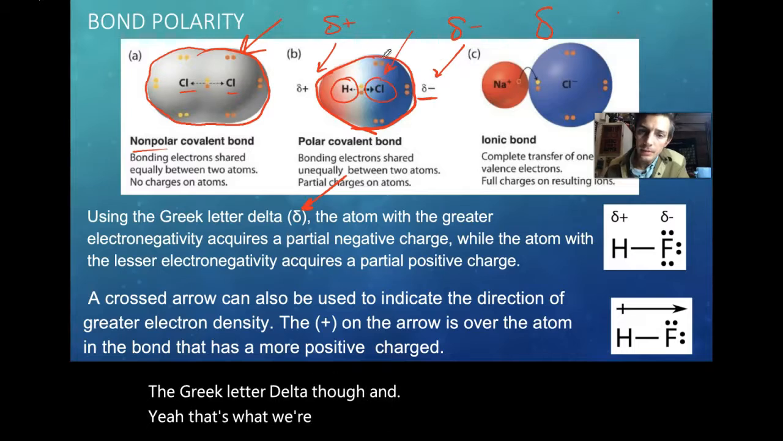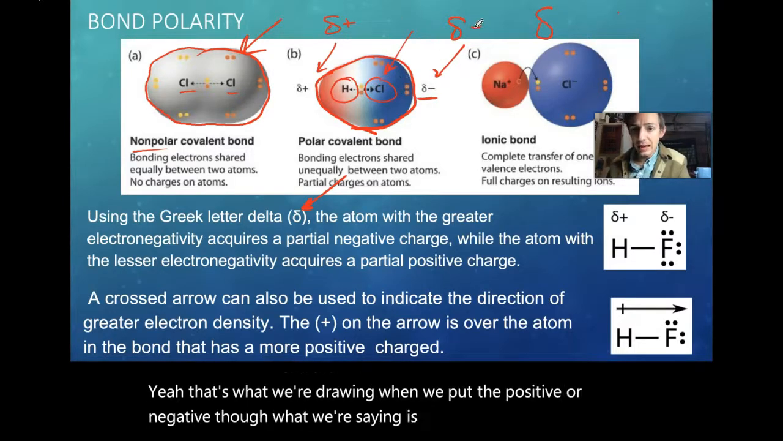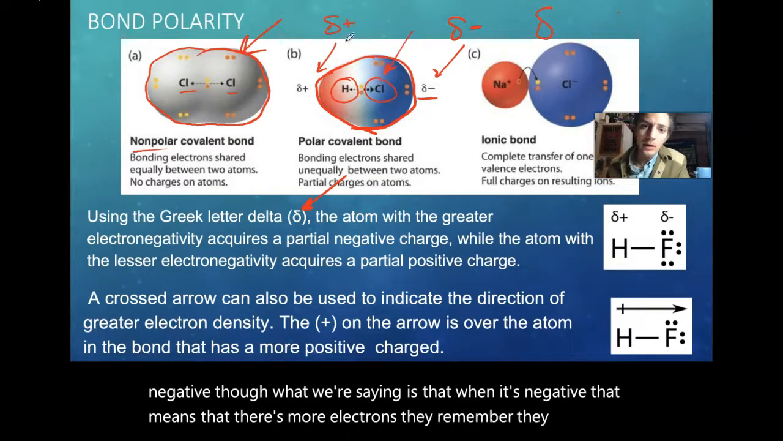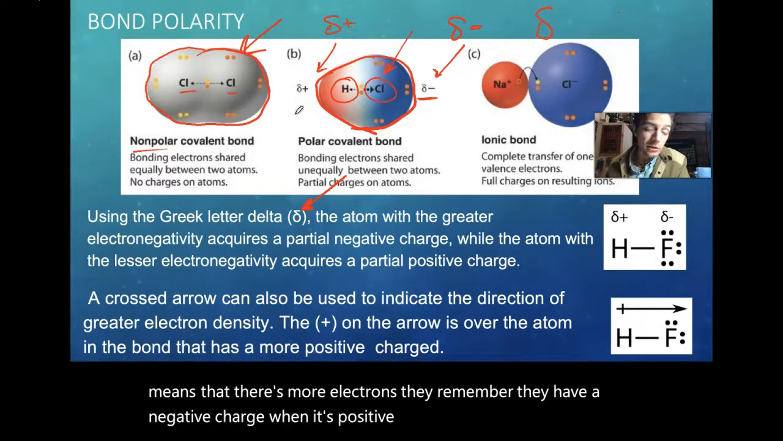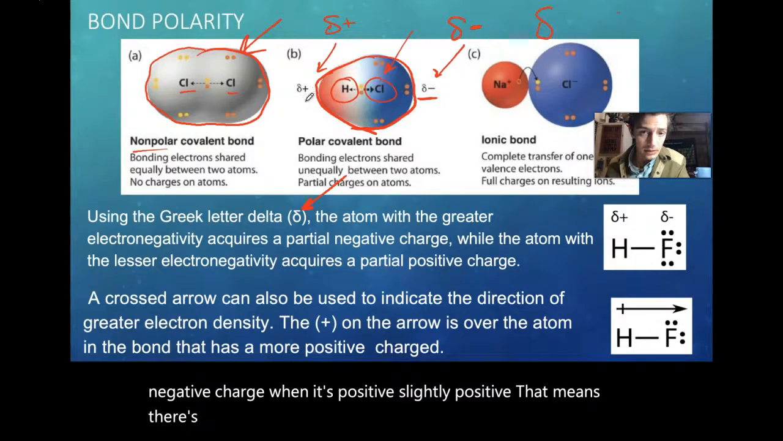When we put the positive or negative though, what we're saying is that when it's negative, that means that there's more electrons there. Remember, they have a negative charge. When it's slightly positive, that means there's fewer electrons there because it now has a slightly positive charge.